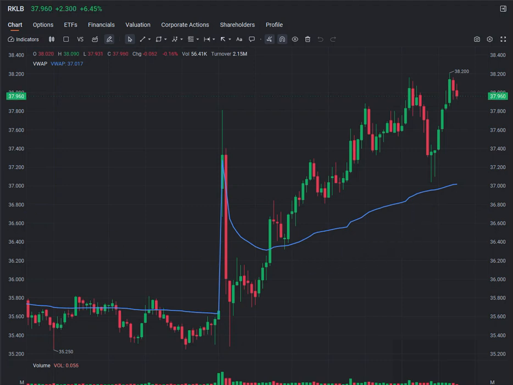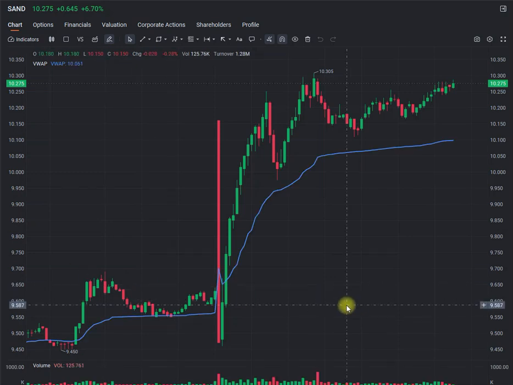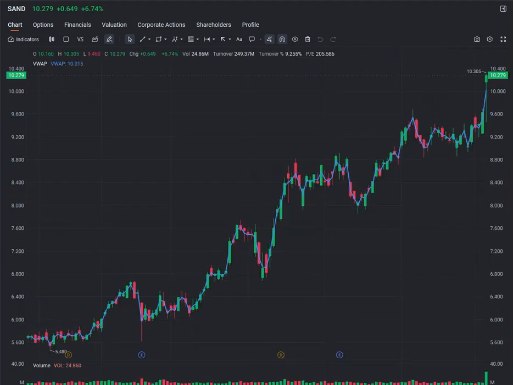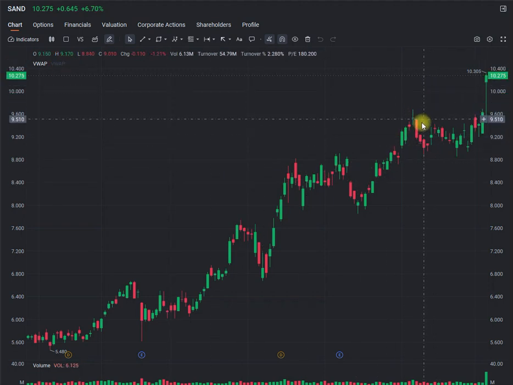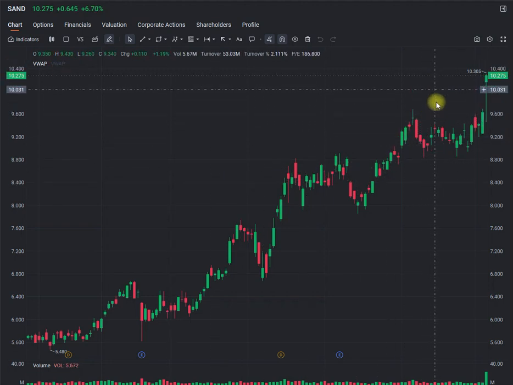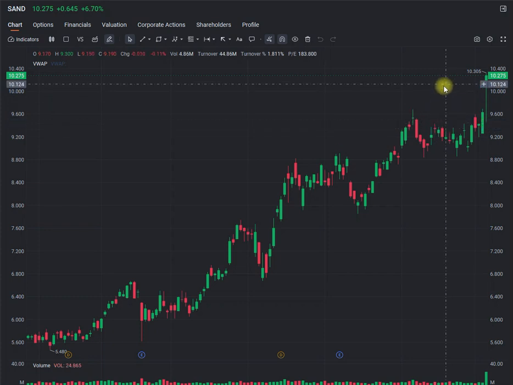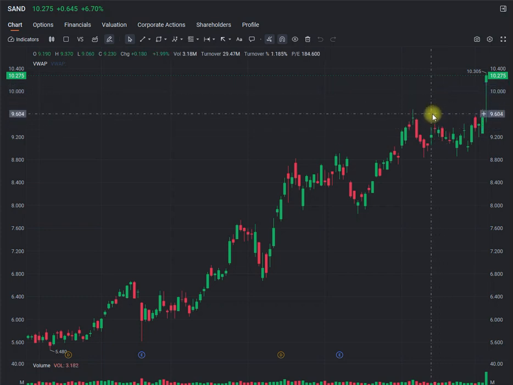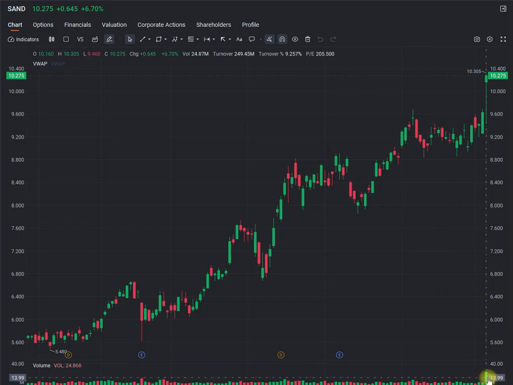Okay, let's move on to another one. SandStore. Never heard about this company, which is weird. Actually, we saw it in the first minutes. So what's going on here? First we move to the daily chart and see what's going on. It gapped up, closed the gap, moved higher. And you can see, guys, the huge pickup in volume, which is very important.